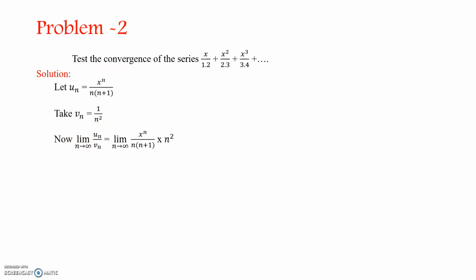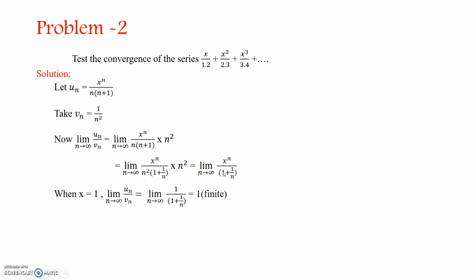Now apply the limit n tends to infinity un by Vn is equal to limit n tends to infinity x power n by n into n plus 1 into n square. So from the denominator take out the n outside. So outside we can write n square into 1 plus 1 by n. So now cancel the n square, remaining we get limit n tends to infinity x power n by 1 plus 1 by n. Now apply the limit n tends to infinity. Before applying the limit, we have to give the value for x.